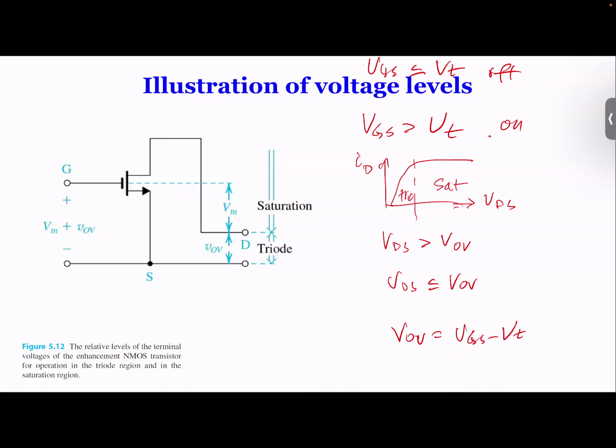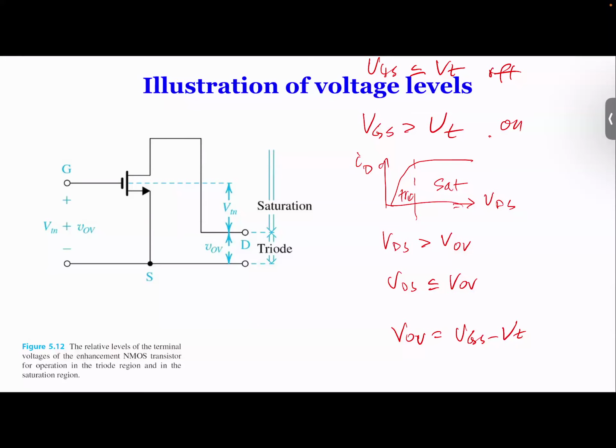It simply says how much VGS is over VT, because VGS equal to VT is the point where you either have current or no current. But based on how much VGS is, you can be either in triode mode or in saturation mode. So this diagram shows that: the bottom is the source, and if you have a certain voltage VGS, if VGS is larger than VT, you have current. But how much more is VOV. So this is the VOV.